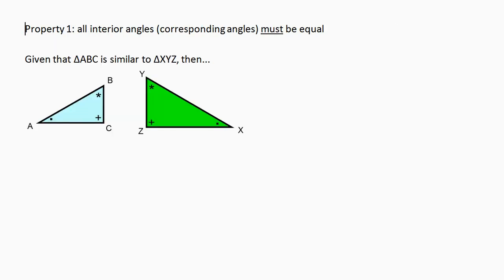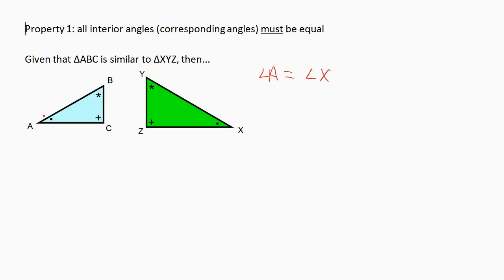Okay, so the first property is that all interior angles, or corresponding angles, must be equal if the two triangles are similar. Okay, so given that triangle ABC is similar to triangle XYZ, what do we know about these two triangles? Well, the first thing that we know is that angle A must equal angle X.